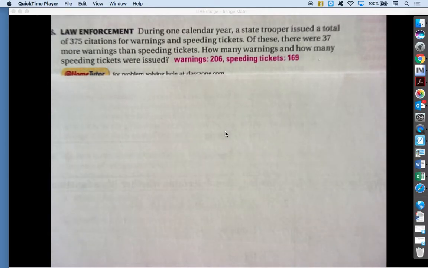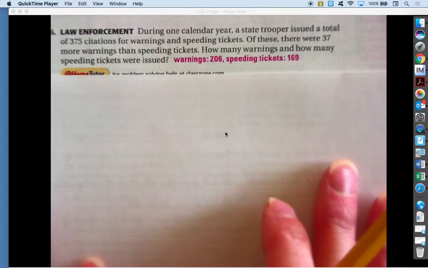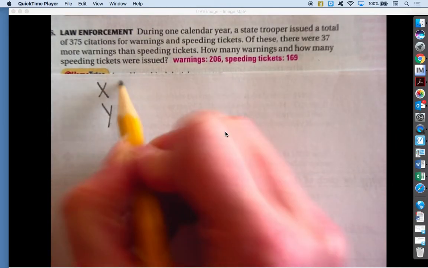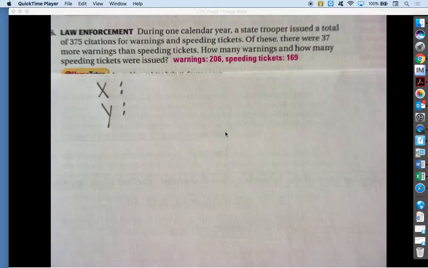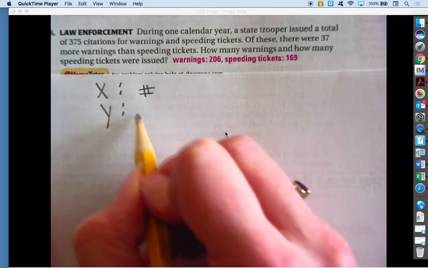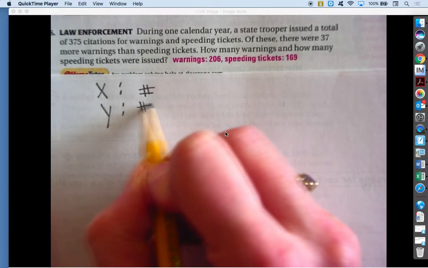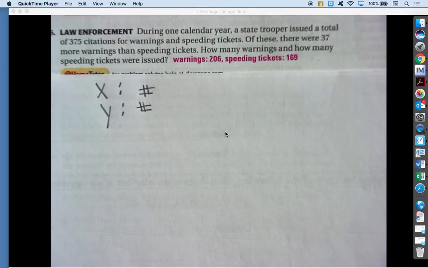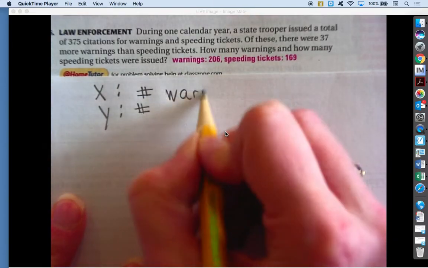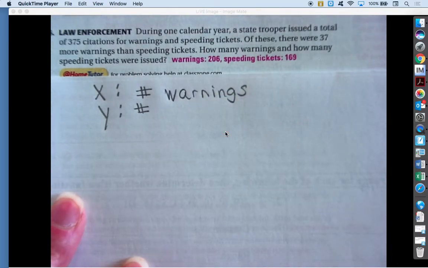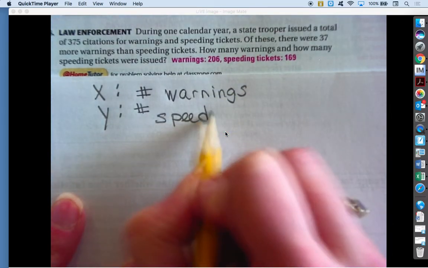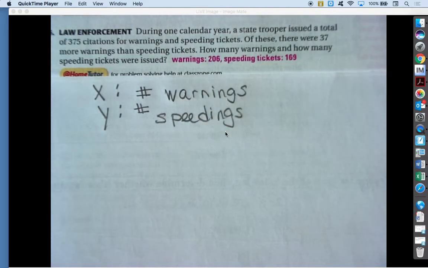So the first thing, kind of like Grace did with her problem, there are two variables, and we need to decide what those two variables represent. So Caitlin, what do you think the x would represent? Tickets, or what's the other option? Warnings. So one of them needs to be the number of warnings, the other one needs to be the number of speeding tickets. Because the number of warnings was listed first, generally that's what you would make for your x. So x is the number of warnings, and y would be the number of speeding tickets. That was listed second in the problem.